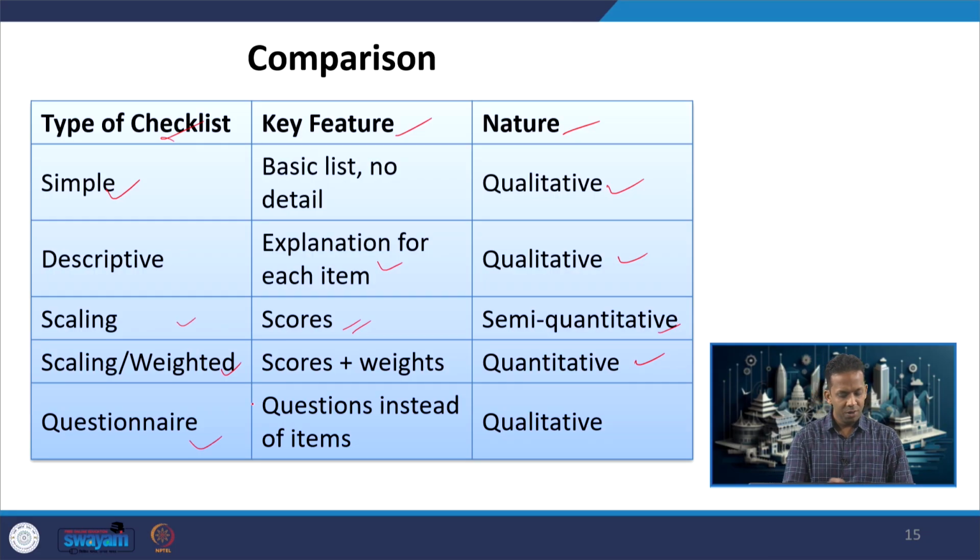And questionnaire: instead of listing down items or giving information about it, we ask questions and get the views of the stakeholders and the community. So, it is mainly qualitative in nature. Most of these checklist methods are qualitative, and ad hoc methods are also qualitative. Only when we add scales and weights does it become semi quantitative or quantitative, but in general, as far as the name goes, ad hoc and checklist methods would be mostly qualitative.